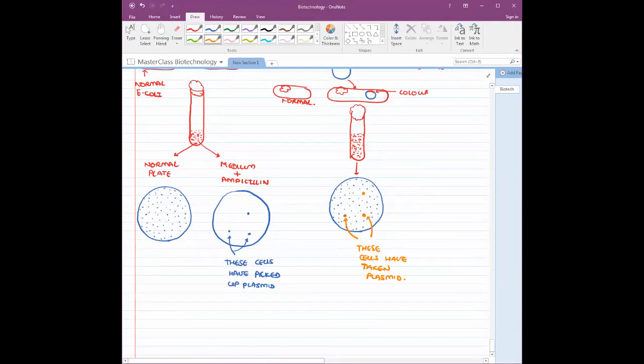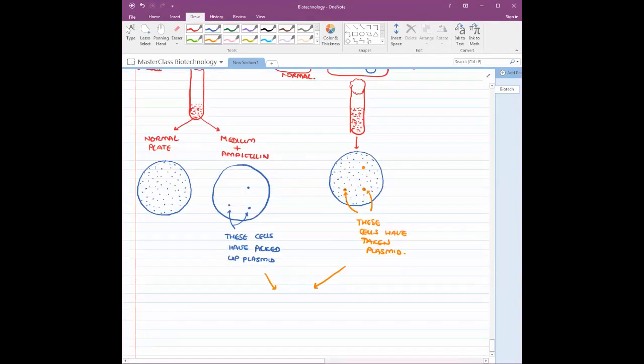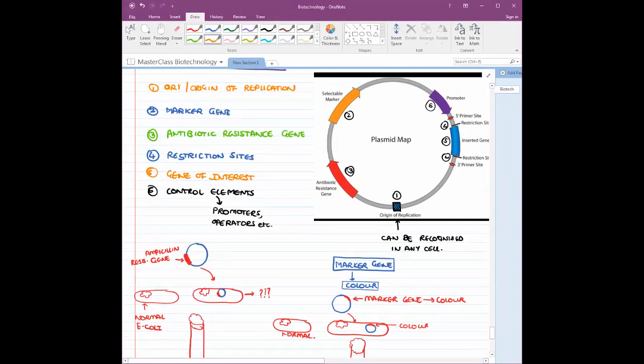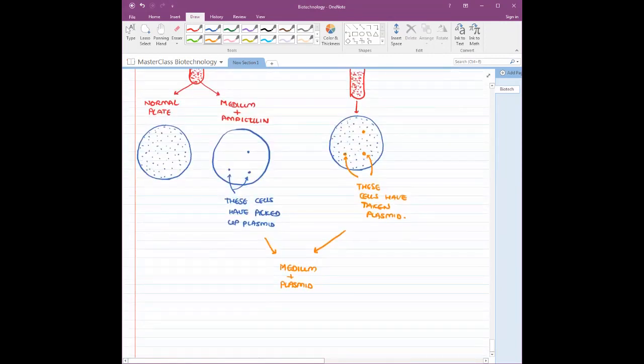Now, guys, to rule out everything else, what are we going to do? We are going to combine these two things. We are going to take the medium, plus we are going to take the plasmid. Because on these, both of them are present, antibiotic resistance is also present and the marker gene is also present. So now, guys, what is going to happen? You are going to have ampicillin.